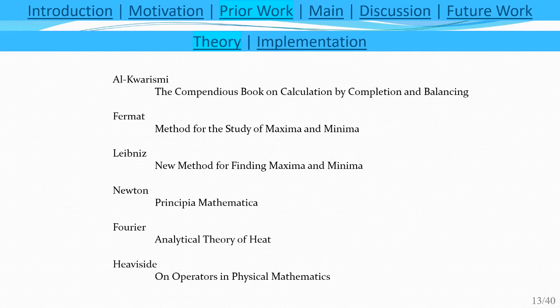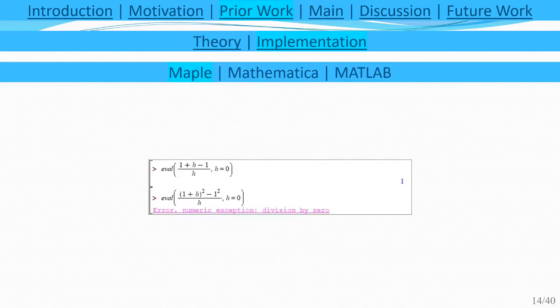Inspired by Fermat's work with adequality, Leibniz published his new method for finding maxima and minima. Also inspired by Fermat's work with adequality, Newton published his Principia Mathematica, which included differential and integral calculus. Fourier's analytical theory of heat would introduce transform techniques, which transform problems from a less favorable space to a more favorable space. Later on, we would have publications like Heaviside's on operators in physical mathematics, replacing continuous with discrete methods.